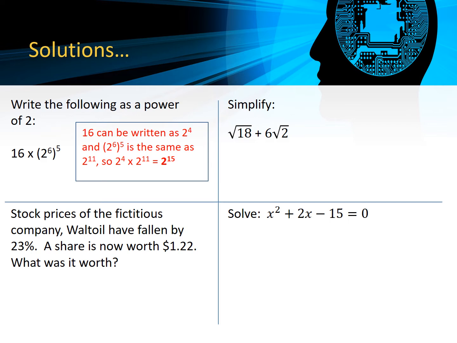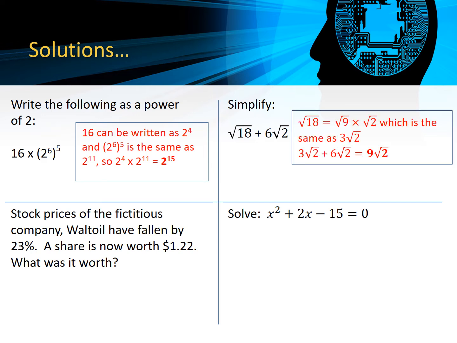giving you 2 to the power of 15. If we're simplifying these surds, we need to be able to see if we can get a square number that goes into this to see if we can simplify it further. Now, root 18 is the same as the square root of 9 times the square root of 2. And we know something about the square root of 9. It's the same as 3. So root 18 is the same as 3 root 2. And if I've got 3 lots of root 2 and I'm adding 6 lots of root 2, I get in total 9 lots of root 2. This is simpler because we've got them as the same base, and instead of having 2 terms, we've now only got 1.